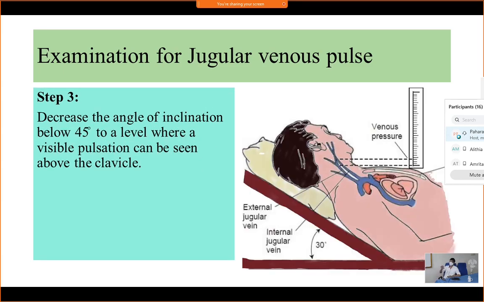So decrease the angle of inclination below 45 degrees. You can see from this image. If at 45 degrees also you are not getting any pulsation, that means you must be sure that jugular venous pressure is not high, it is normal. But still you have to look for the pulsation. Though the pressure is normal, when you decrease the inclination below 30 degrees, you will start seeing the pulsation over the clavicle or above the clavicle. Then you measure the vertical height. You can see here how the height is measured.